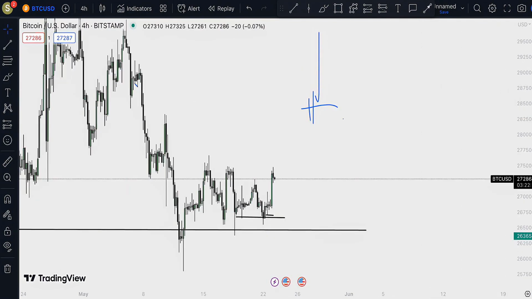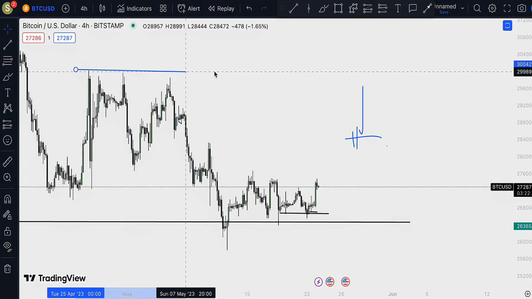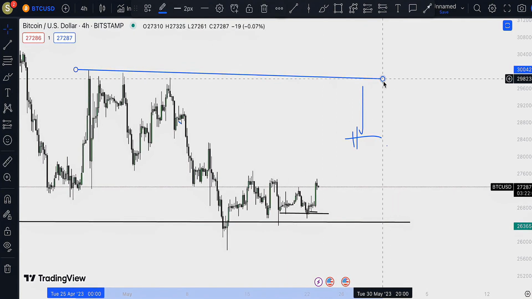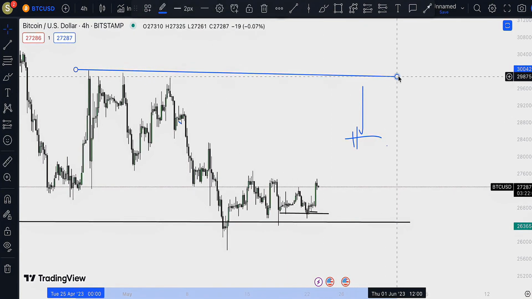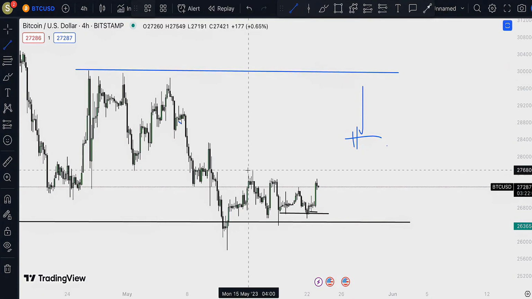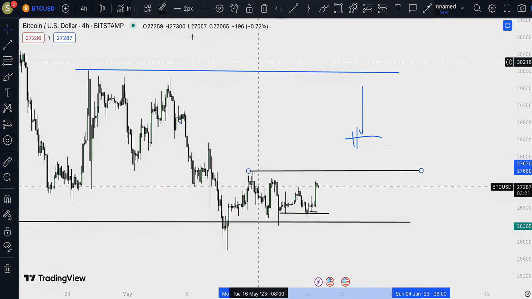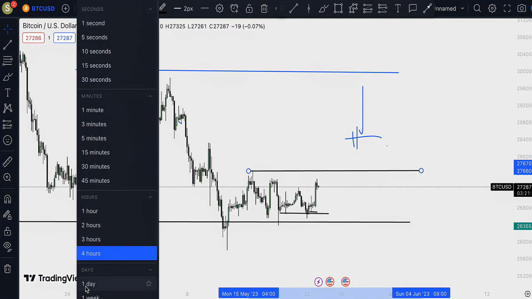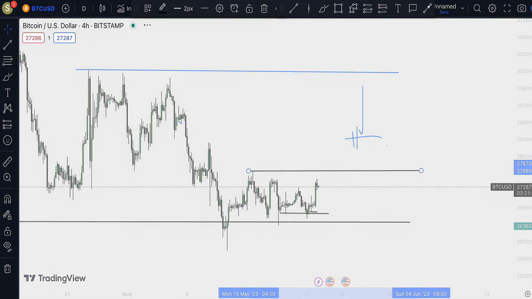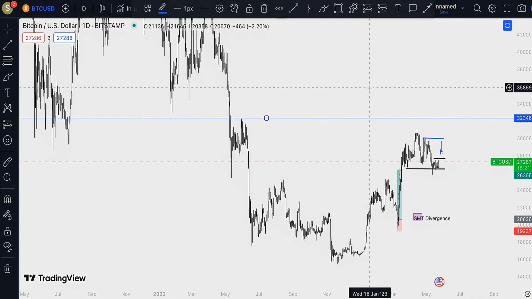So now what's the target? You can target these highs, you can target all these swing highs, okay? The first target is this one. Also you can target these swing highs, okay? But for long term my target is this one. On daily I will show you. So for long term, my target is this one.